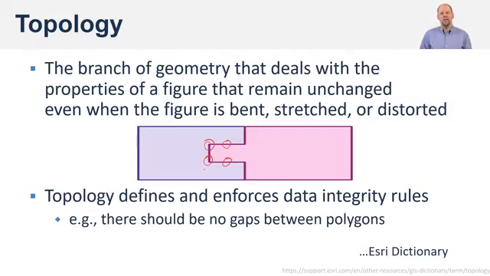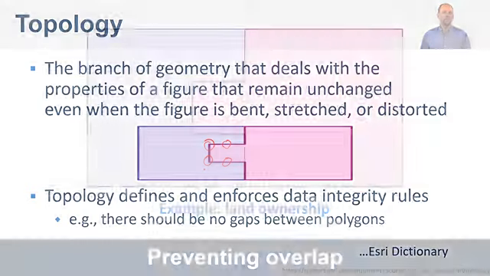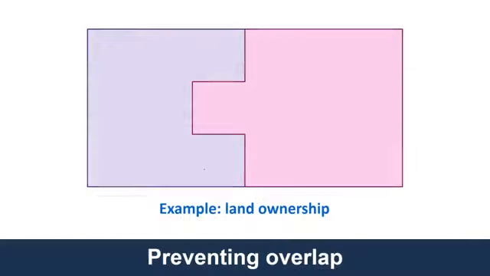And if you can do that, if you can set up these rules, then that's a form of topology that you're able to then check to see if those rules have been followed and correct them if needed. So for example, if we have two polygons here that represent two parcels of land, the whole idea is that you have one owner per parcel. You can't have overlapping parcels like this.